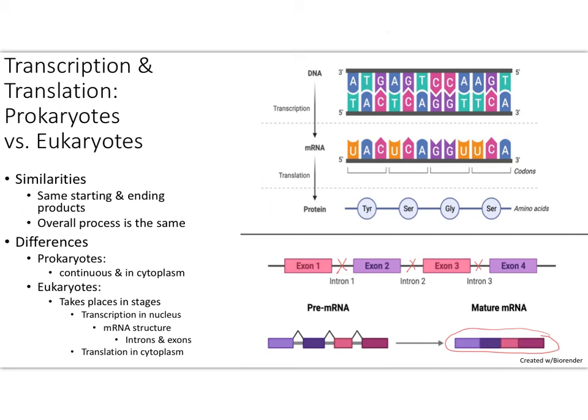But what you want to remember from this slide is that, for the most part, the process of transcription and translation in prokaryotes and eukaryotes is the same. There are some differences. In prokaryotes it is continuous and it all happens in the cytoplasm. Whereas in eukaryotes, transcription and translation take place in separate locations. Transcription takes place in the nucleus, the pre-mRNA has to be processed, the introns have to be removed, the exons have to be spliced together, and then once that mature mRNA is ready, it can be sent for translation in the cytoplasm, which typically happens at the endoplasmic reticulum.